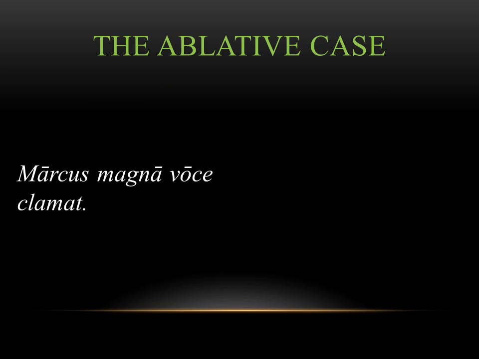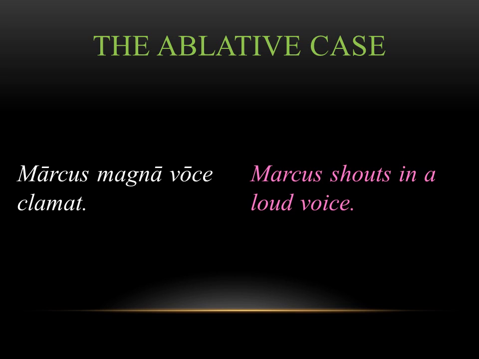So let's take a few more examples. In this sentence we have Marcus magna voce clamat, which means Marcus shouts in a loud voice. And again, we can see the ablative endings in our nouns, magna, which is the adjective, and voce, which means voice. The word magna is using the first declension ablative singular, that long A. And voce, which is a third declension noun, is using that short E, again, 2 ablative endings.